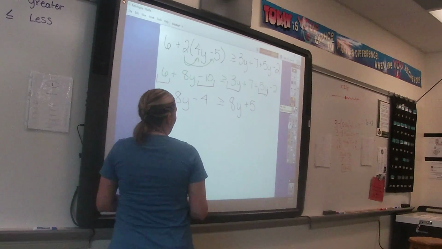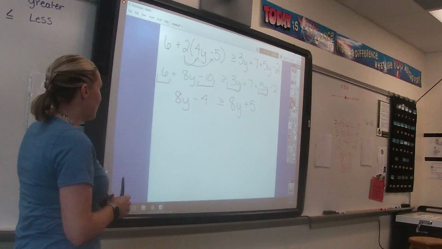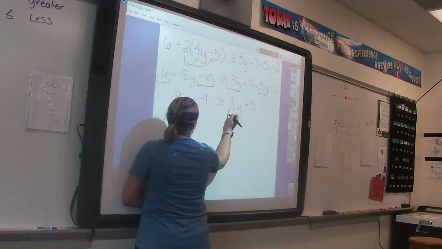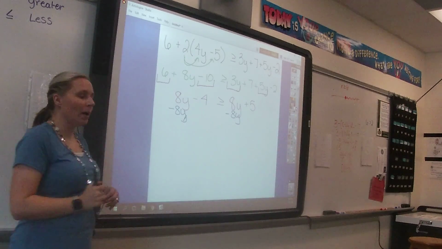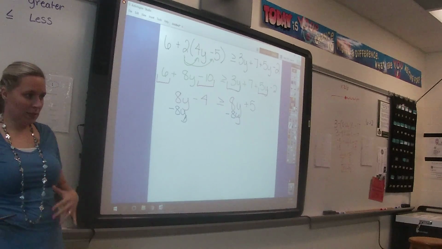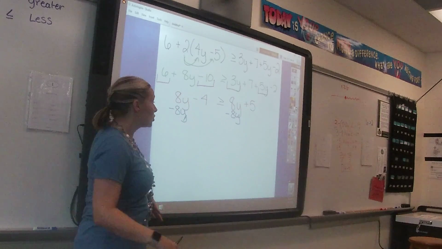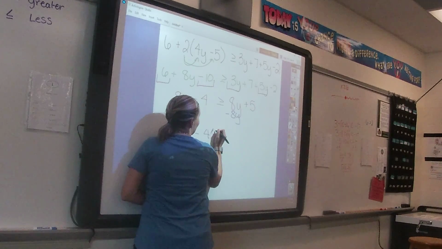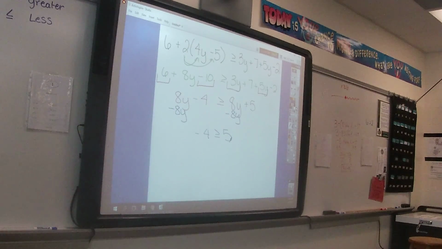Yeah, that's fine. Okay, so we have variables on different sides. How are we going to move a positive 8y? Okay, what is 8y minus 8y? Nothing, right? 0. What is 8y minus 8y? Still 0. So the only thing that we have left is negative 4 is greater than or equal to 5. Right? I told you this before. When the variable cancels out, do not make a variable reappear.